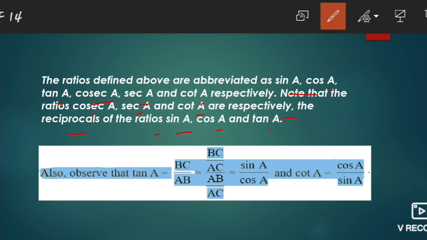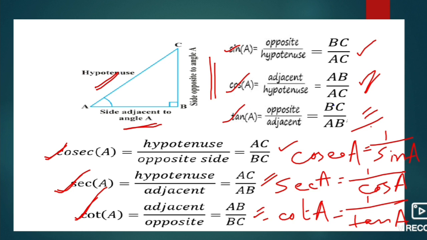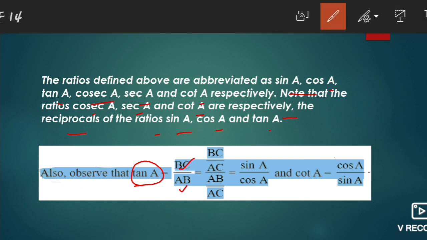Now, if you look at tan A, it was given as BC by AB. If you check the previous slide, tan A is given as BC by AB. Now this BC by AB can be written as BC by AC divided by AB by AC, so that the AC can cancel each other. Now BC by AC is equal to sin A and AB by AC is equal to cos A. So you can write tan A is equal to sin A by cos A. Here is another property which you have to remember: tan A is equal to sin A by cos A.